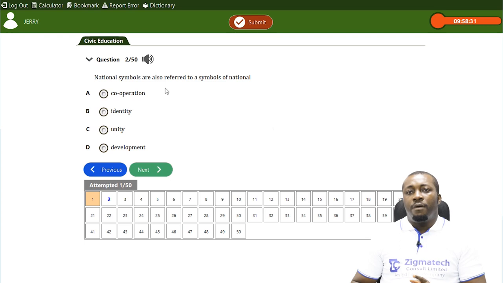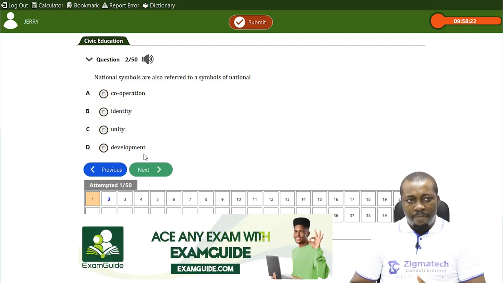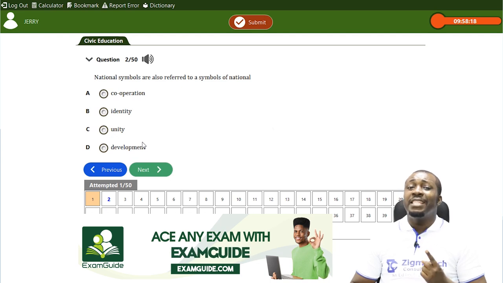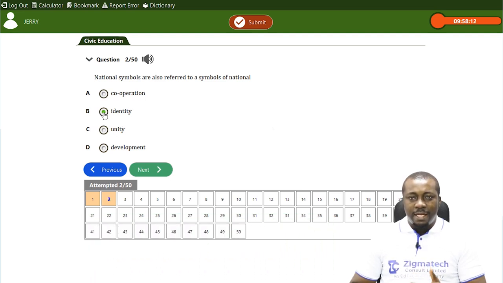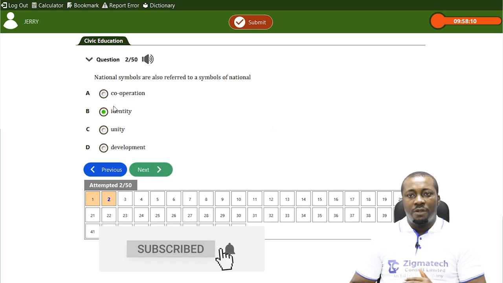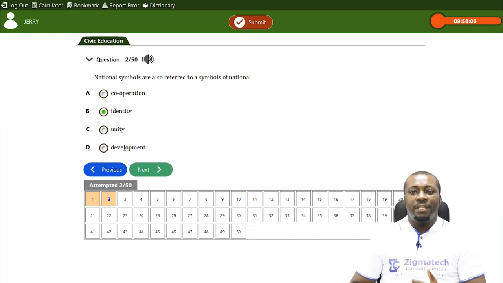So now the question, national symbols are also referred to as symbols of national, A, cooperation, B, identity, C, unity, D, development. Actually, the answer, because we say those symbols are used to identify, so the national symbols are symbols of national identity. So you identify a nation with it. It's not cooperation, it's not unity, neither is it a symbol of national development.